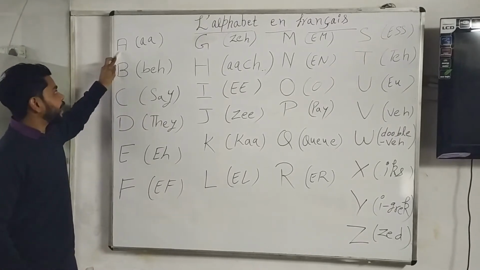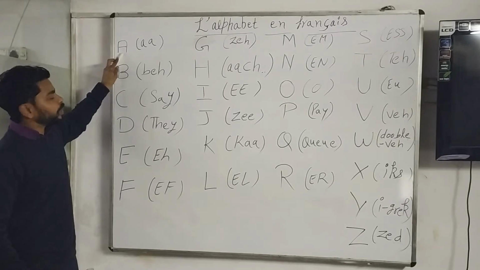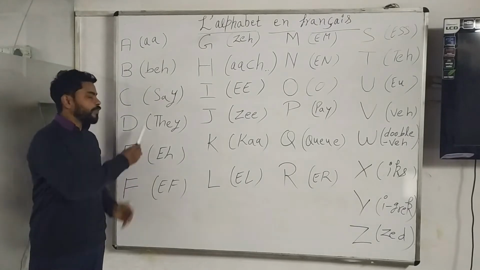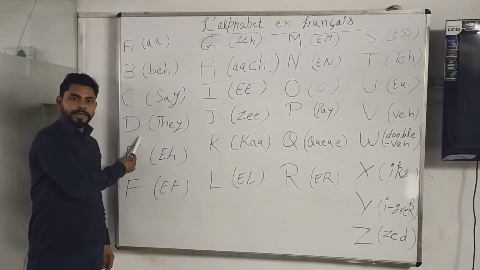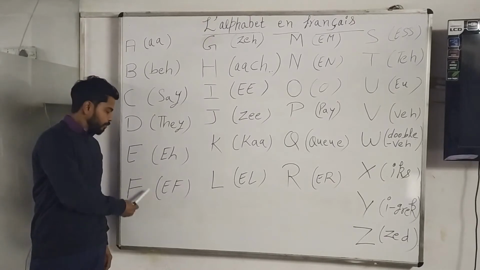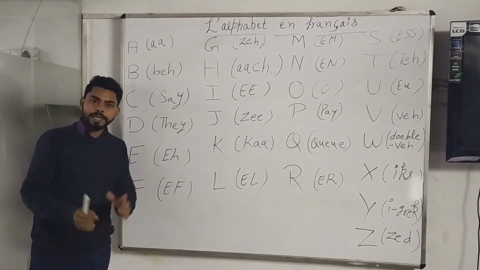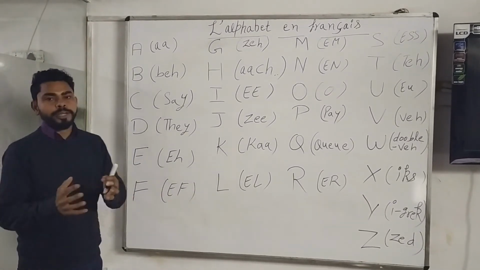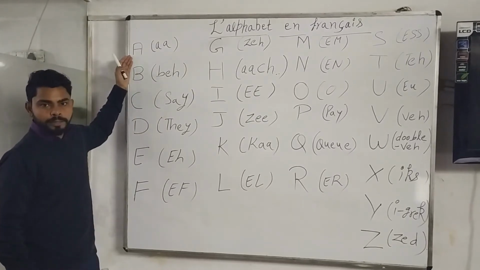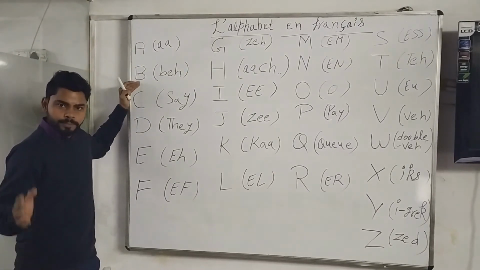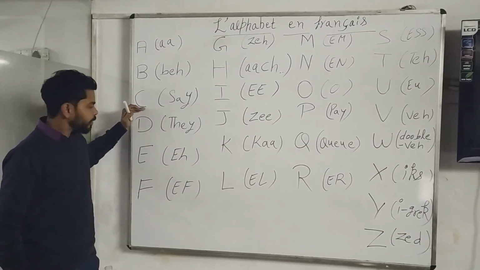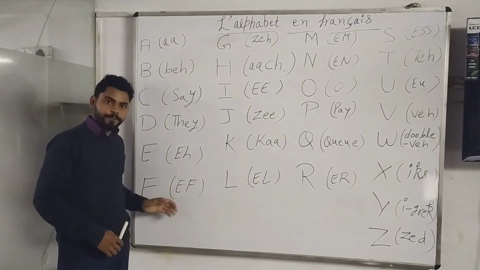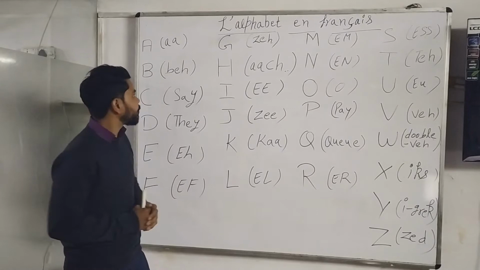So let's start with A. It is pronounced as A. Then B. Then we have C, D, E, F. Okay, let's try. Yourself. You try yourself. Yes, that's right. B, yes. C, D, E, F. You are getting it right. So you are learning it.